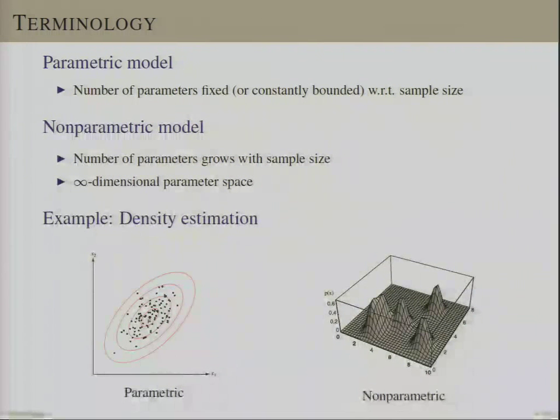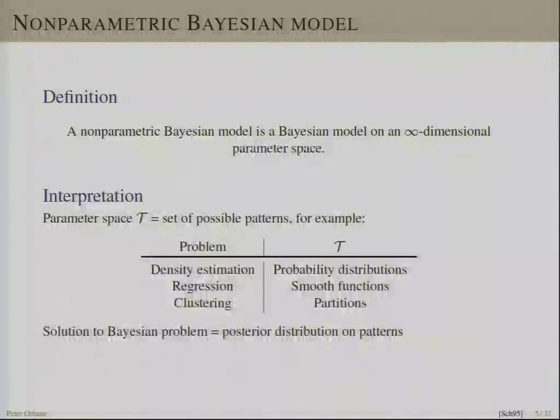Yeah. All right, and now if we want to be Bayesian about it, if we want to put a prior distribution on that, then what we have to do is put a prior distribution on an infinite dimensional space, and that is a non-parametric Bayesian model. Yeah? So the definition that we're going to use here is that a non-parametric Bayesian model is a Bayesian model on an infinite dimensional parameter space. Okay. Is that clear so far?